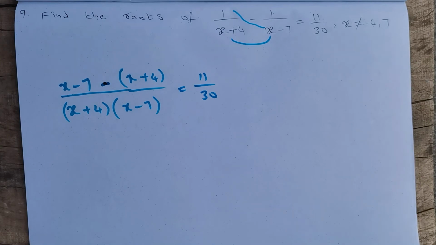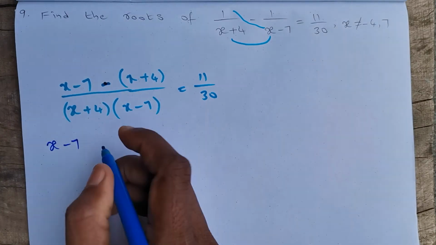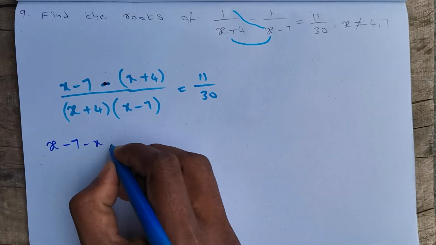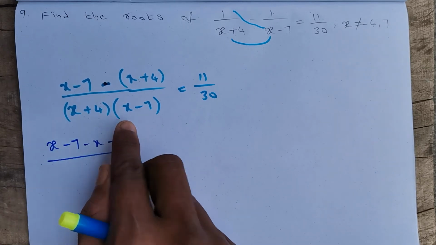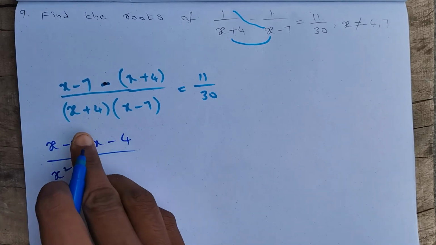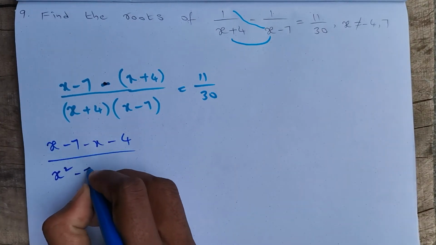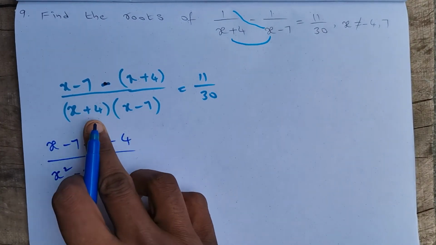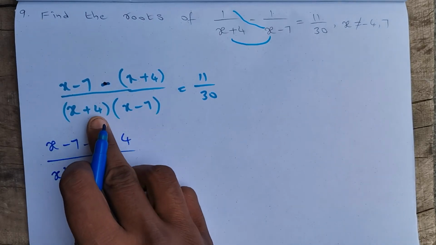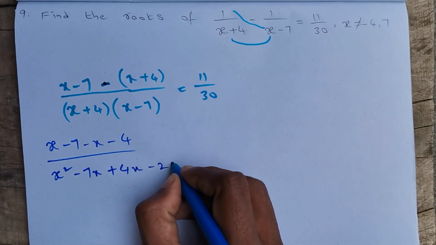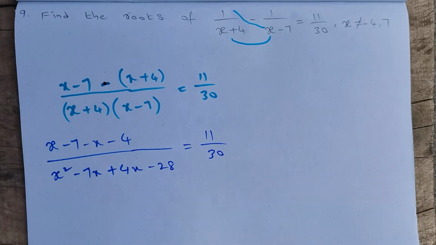Okay, now if we open the brackets, (x - 7)(x + 4) whole divided by... first term into first term, x into x, x square. First term into second term, x into minus 7, minus 7x. Second term into first term, plus 4 into x, plus 4x. Second term into second term, plus 4 into minus 7, minus 28, equals 11 divided by 30.